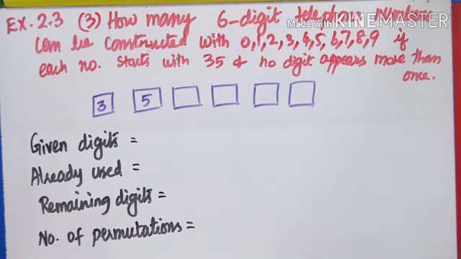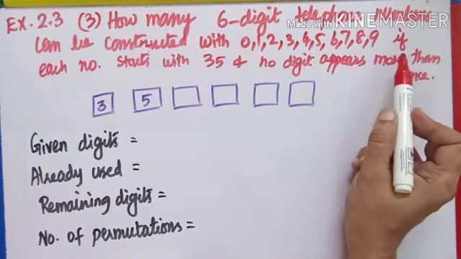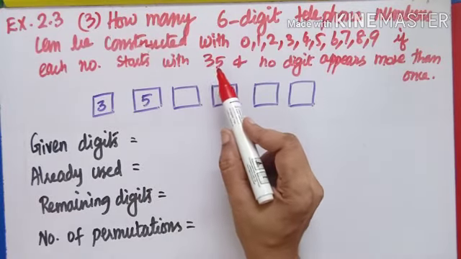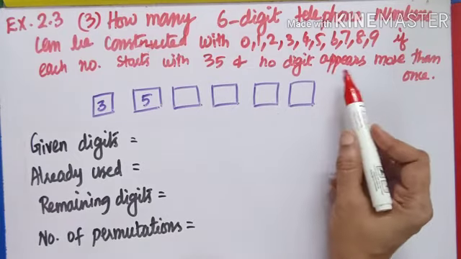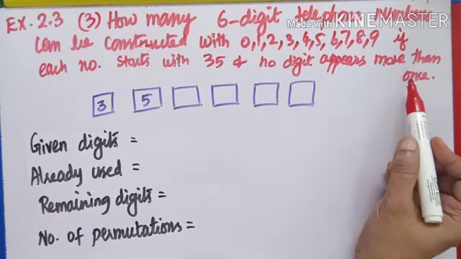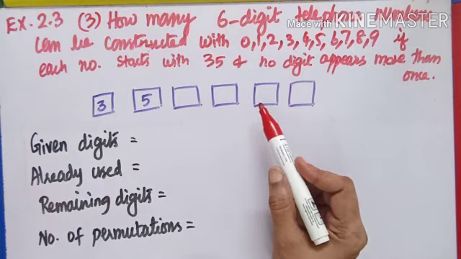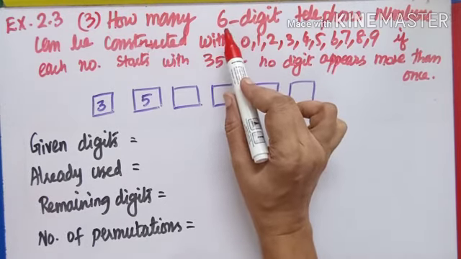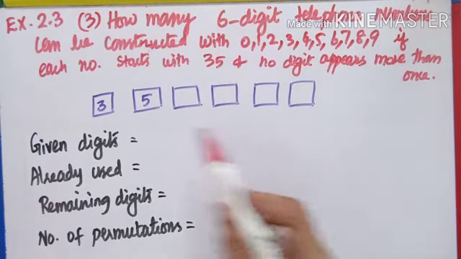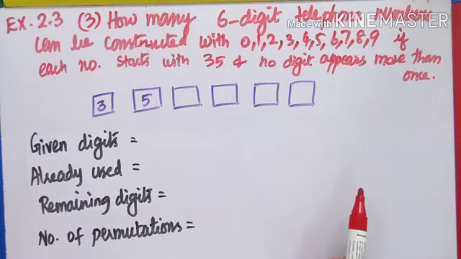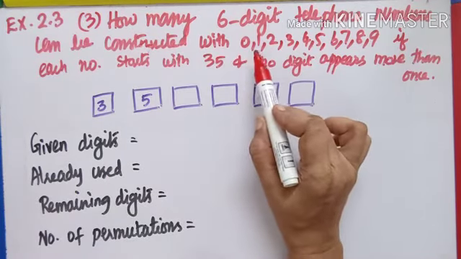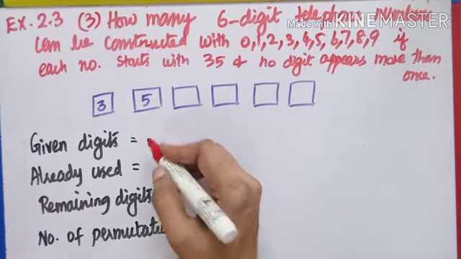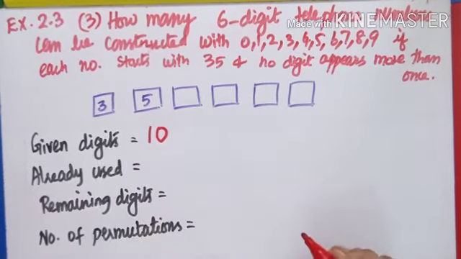Question number 3. How many 6-digit telephone numbers can be constructed with 0, 1, 2, 3, 4, 5, 6, 7, 8, 9 if each number starts with 35 and no digit appears more than once? So what are all given? First, we want to form a 6-digit telephone number. So put 6 boxes. Second, how many digits are given to us? 0 to 9. So given digits are 10.